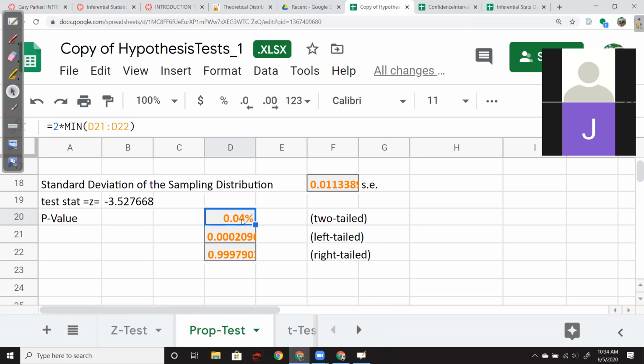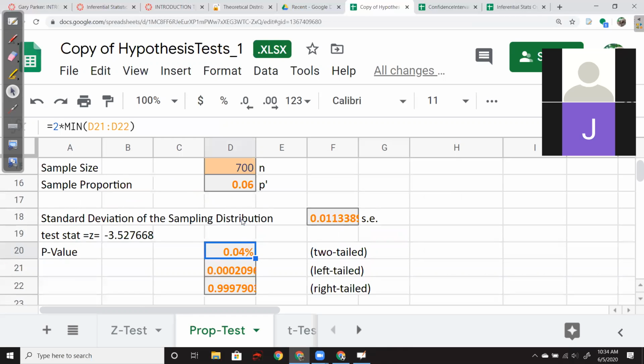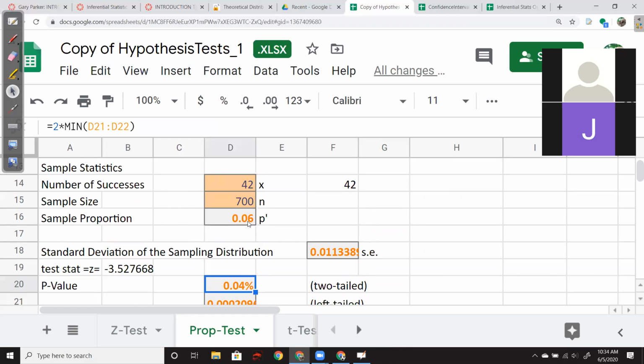Reject the null, right? Absolutely reject the null. Yeah, the p-value is way smaller than the significance level, which means that if this is a good sample, something is wrong with the null hypothesis, that the claim of 10% is wrong. 6% is far enough away to say, not right.